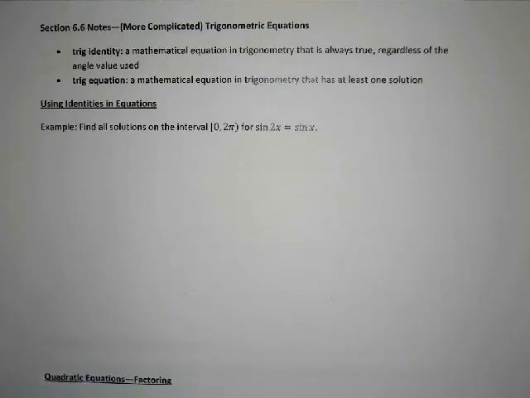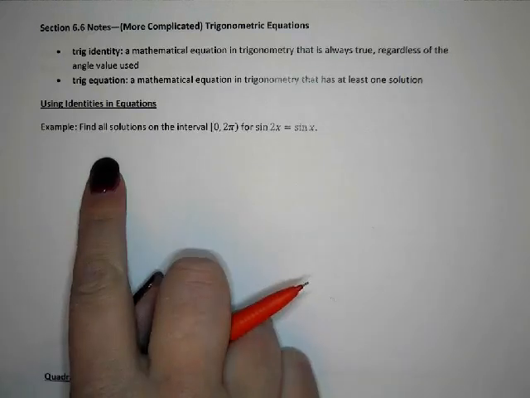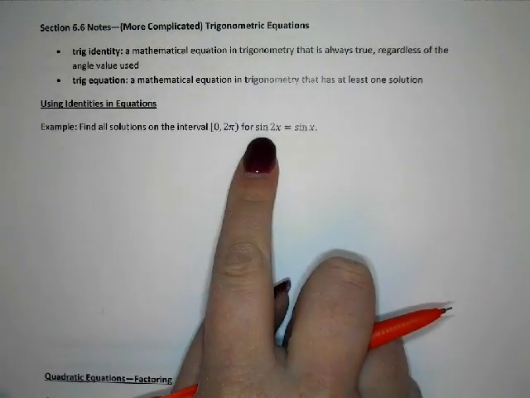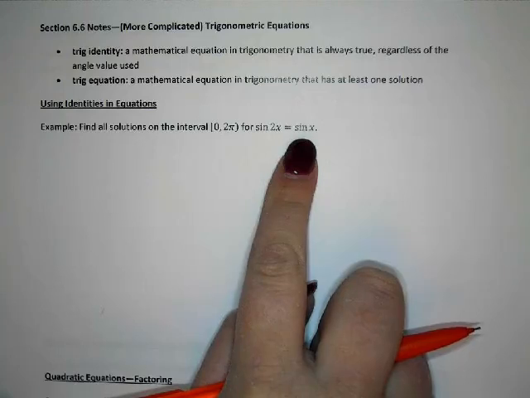This video is on section 6.6 notes. Again, we've already had one section, so we're going to continue solving trigonometric equations, but these ones get a little bit more complicated. So for this first example, it says we're solving the equation sine of 2x equals sine of x.